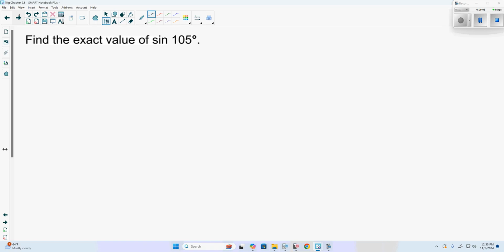So, we want to find the exact value of sine of 105 degrees. Now, 105 degrees, if we looked on the unit circle, is going to be over here in the second quadrant, because 90 is straight up. 180 is our negative x-axis. Well, 105 degrees is not on the unit circle. But 210 is.